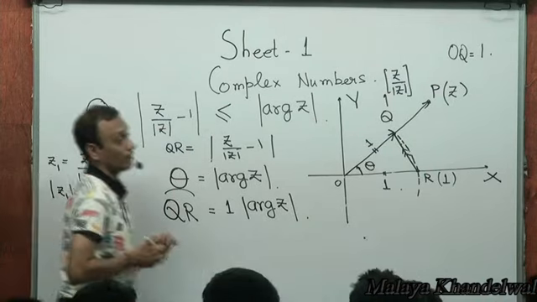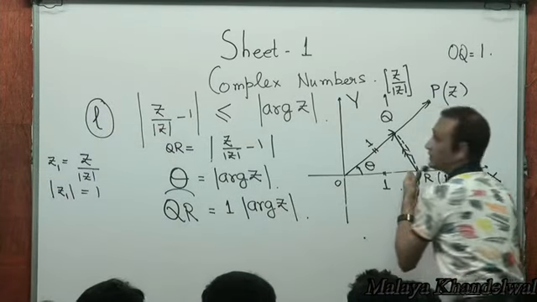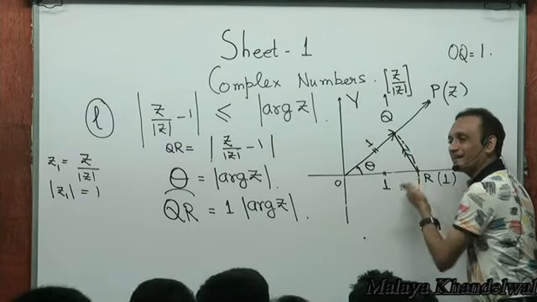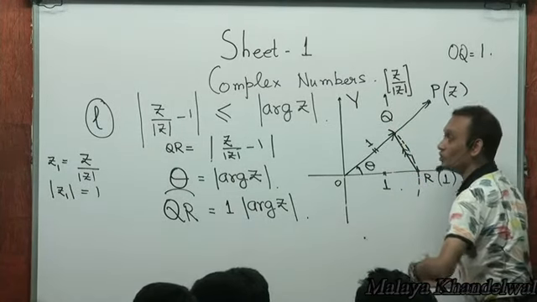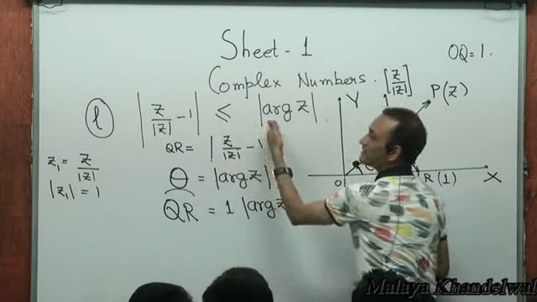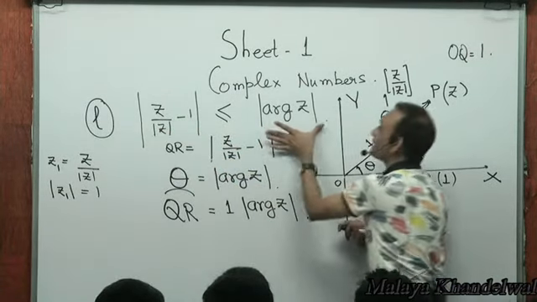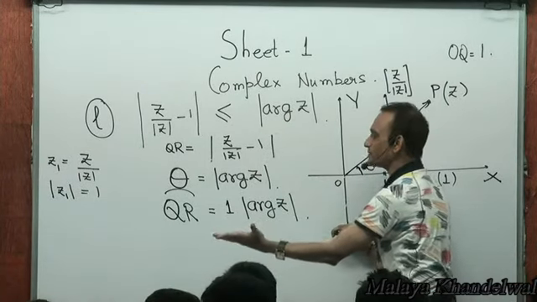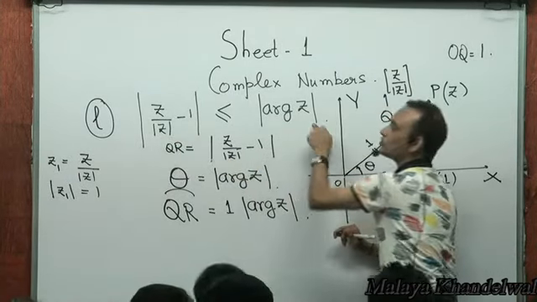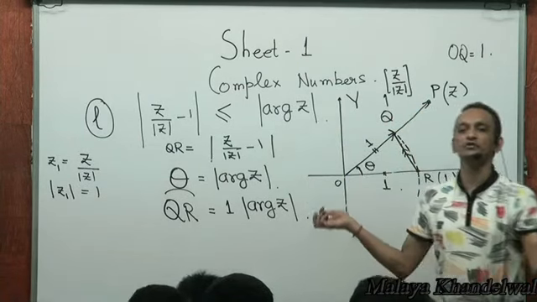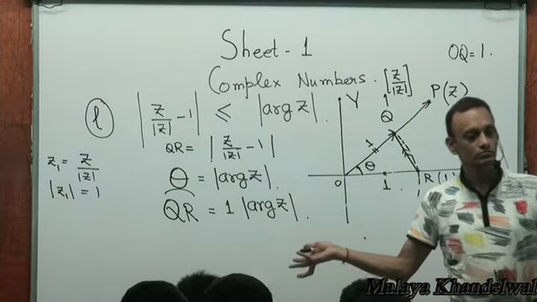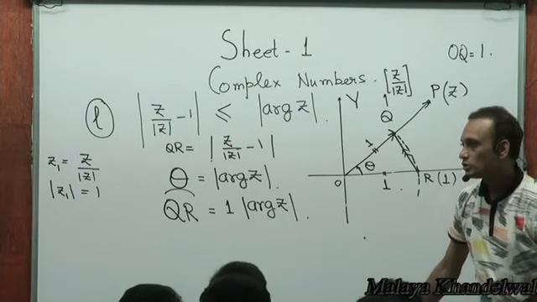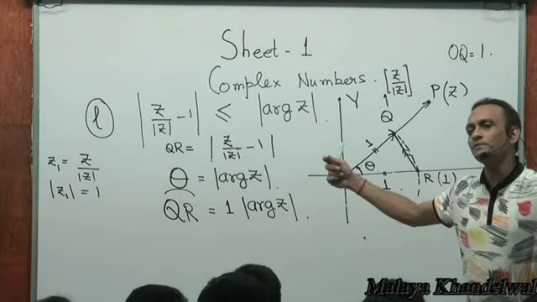Very clearly, chord length will be less than or equal to arc length. This is QR less than or equal to arc QR. Yes or no? Which is a true statement. Chord length less than or equal to arc length. This is the statement of the problem, which is true. Sounds fair? Shall we then proceed to the next problem?